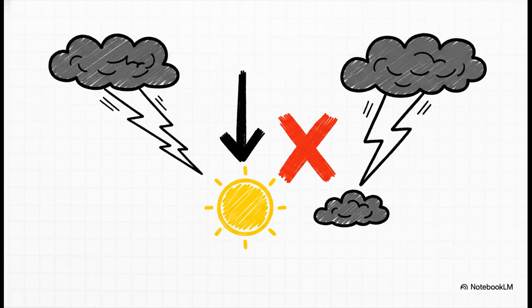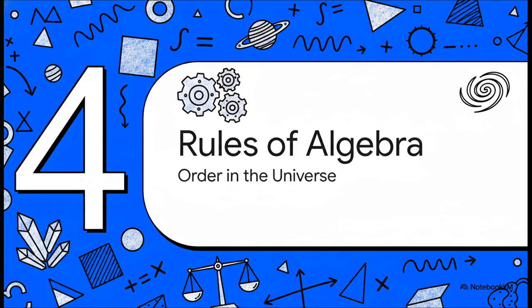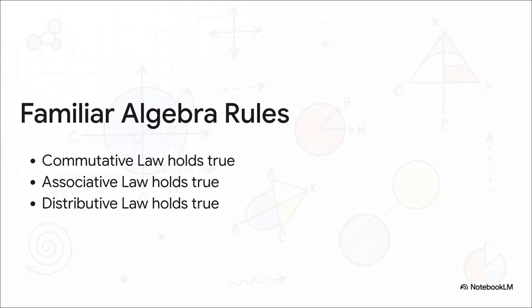It's a subtle but really vital distinction in this new universe. Moving right along to Section 4, Rules of Algebra, Order in the New Universe. You might be worrying that introducing this strange new number just breaks math, but the universe doesn't descend into total chaos. The algebra of complex numbers perfectly obeys all those familiar rules you already know.